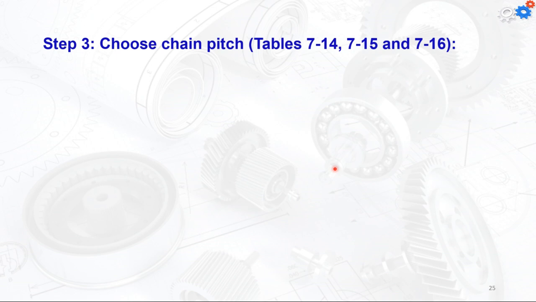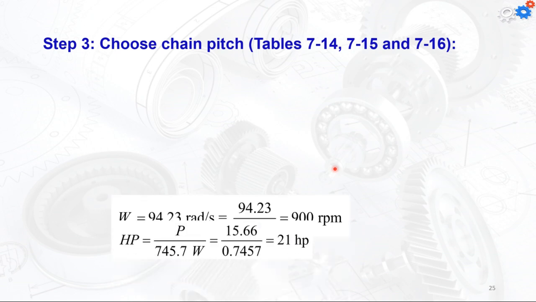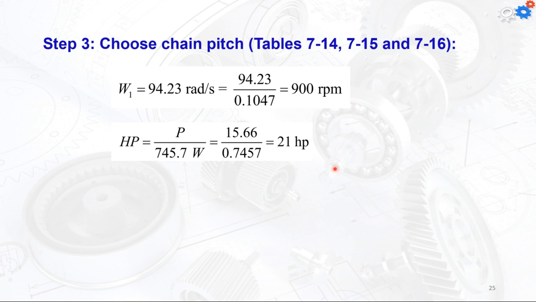So we come first to find what is the RPM value for the input sprocket, and what is the power for the input. You will know that 94.23 multiplied by 30 divided by pi will give you the value for the RPM. So it's going to be 900 RPM. For the horsepower, we said it's going to be equal to 21 horsepower.